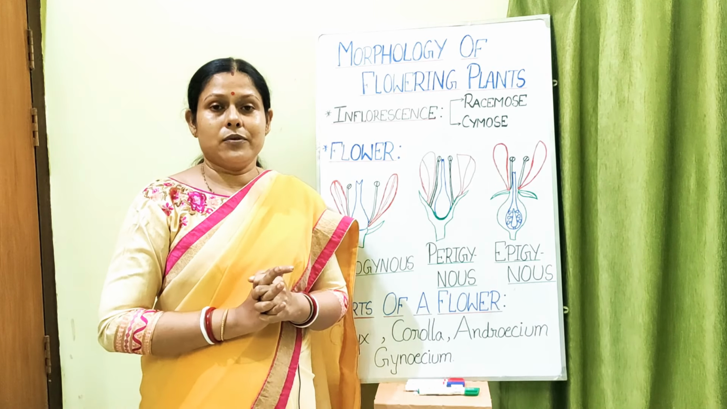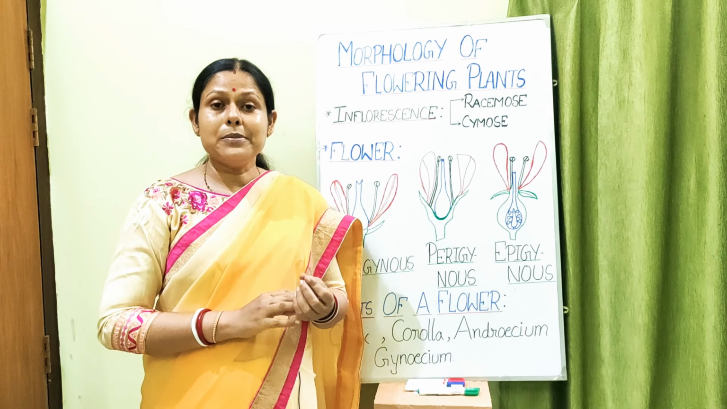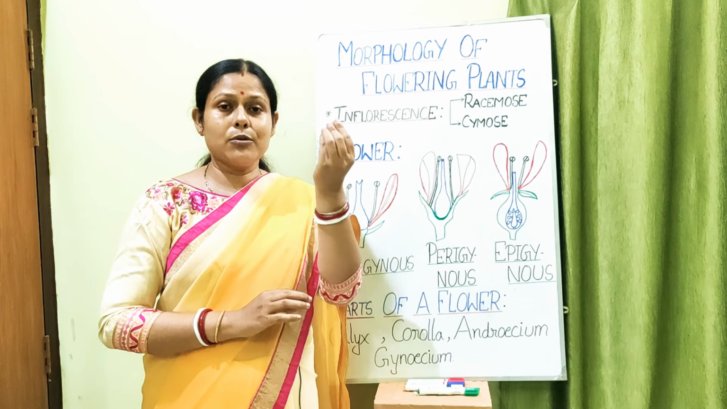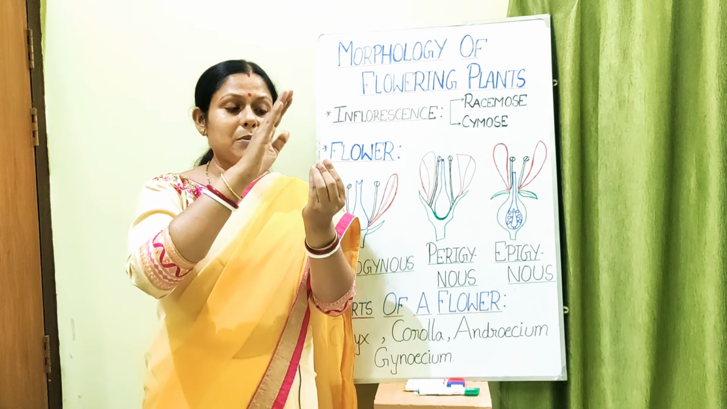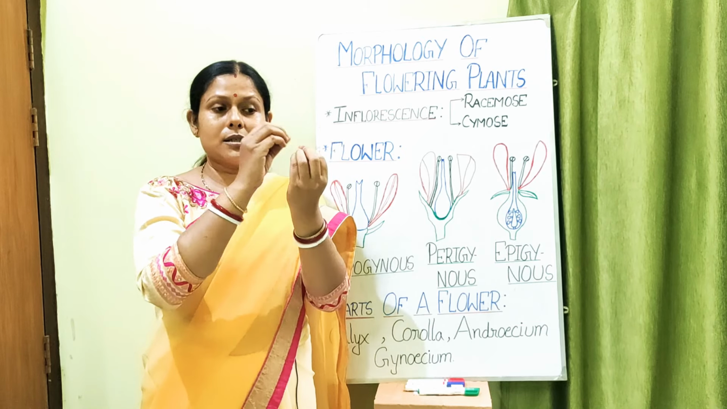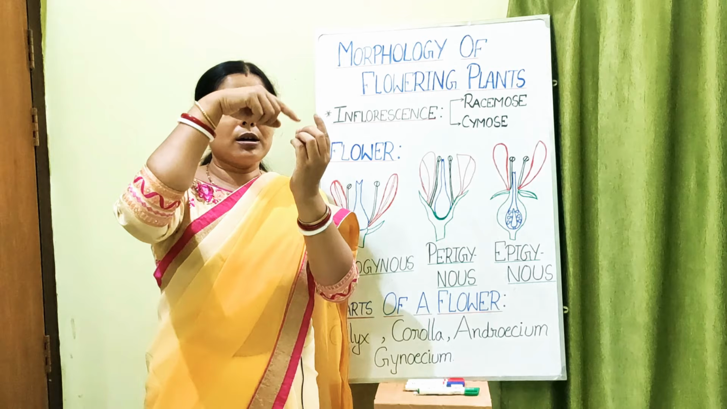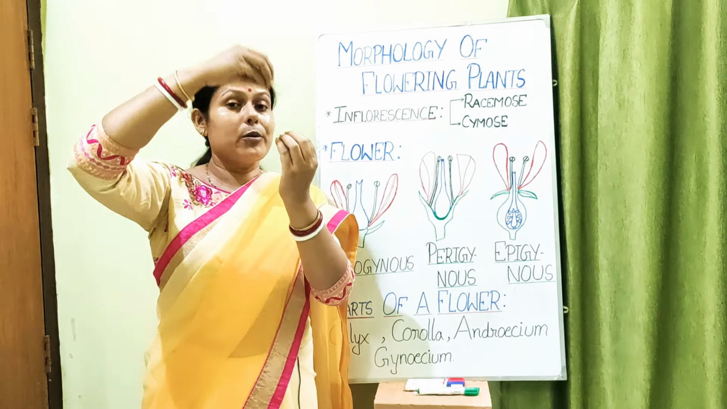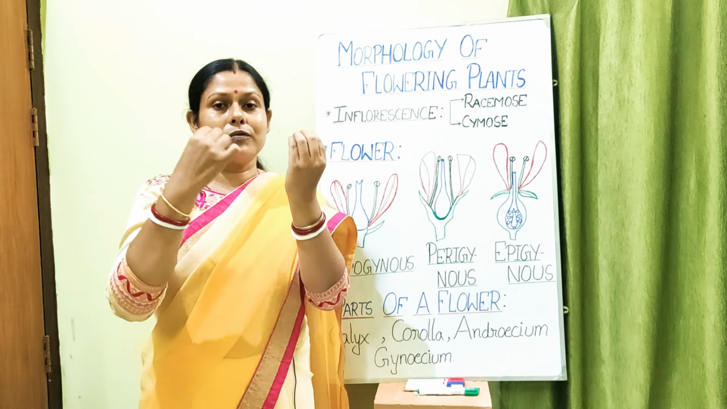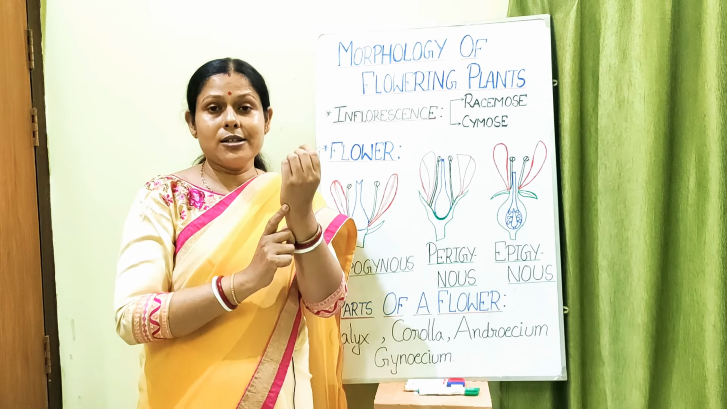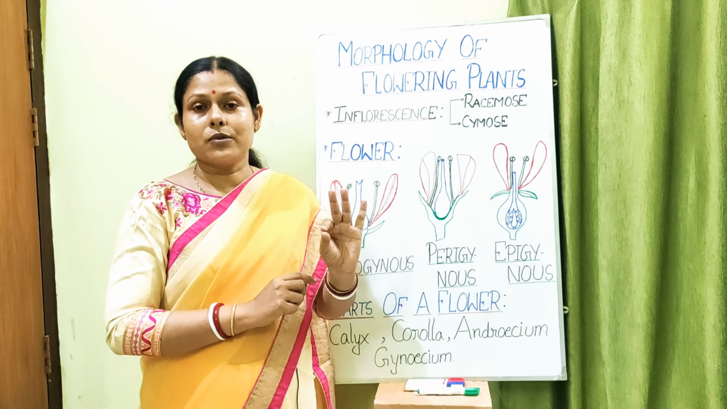And cymose inflorescence is just the opposite of racemose inflorescence. That means the floral axis terminates with the mature flower. Once the flower has bloomed at the terminal point or the tip of the plant, then no more upward formation of flowers will take place. Now the new flower will form from the bottom of this mature flower. When such kind of inflorescence is there, we call it cymose inflorescence.